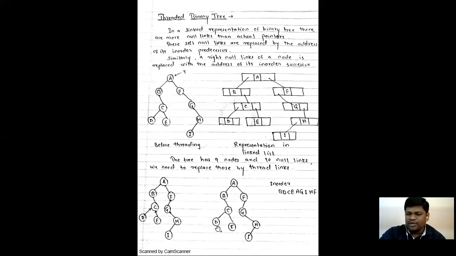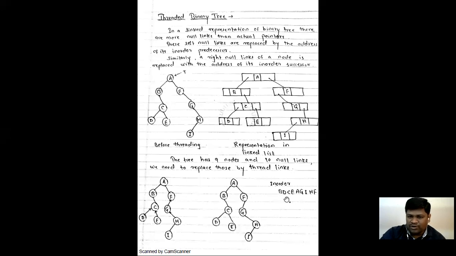So what is the value of the left pointer here? Null. And the right pointer is also null. So what are we doing? These left nulls are replaced by the address of their in-order predecessors.